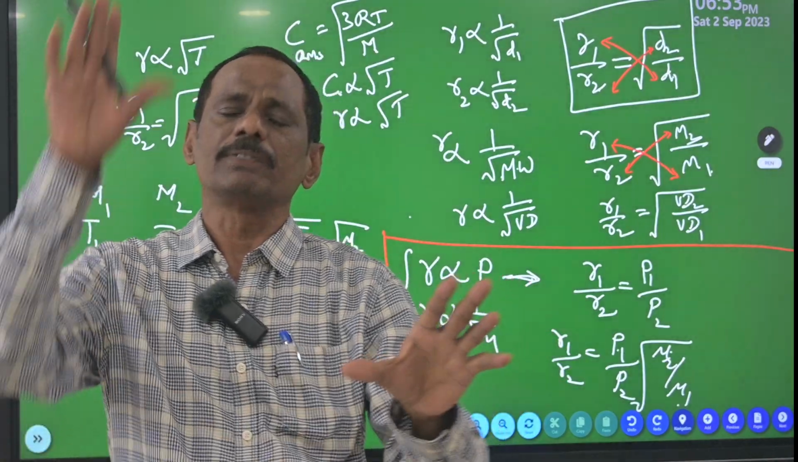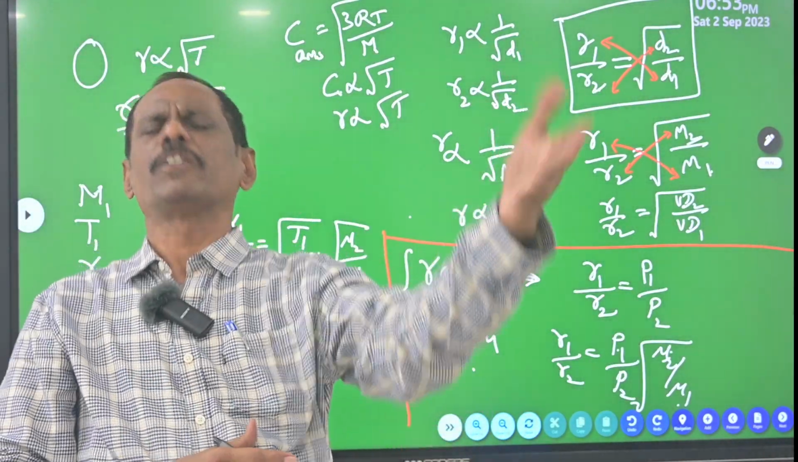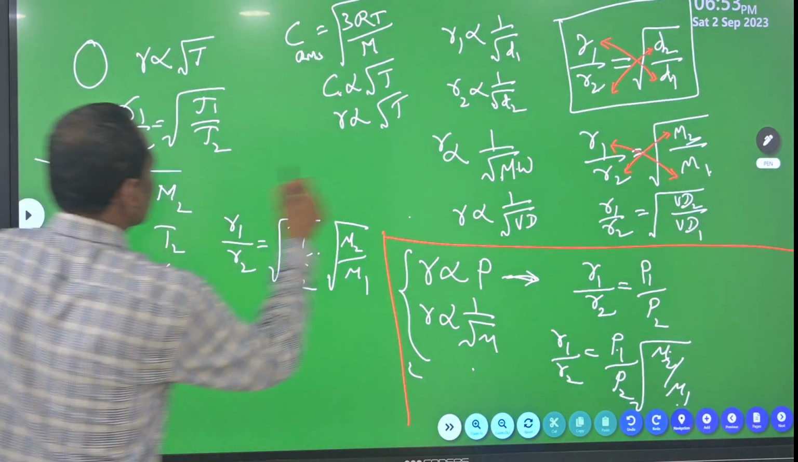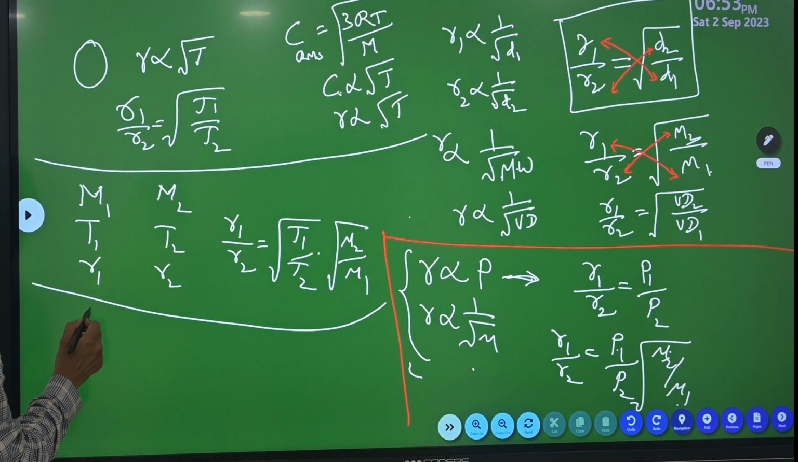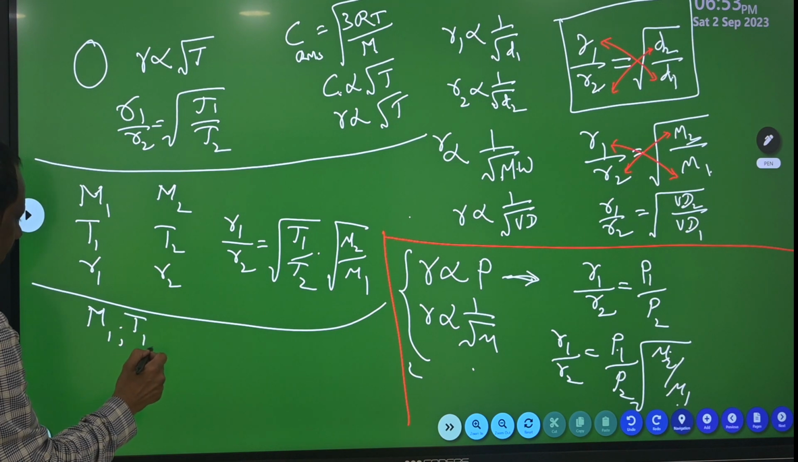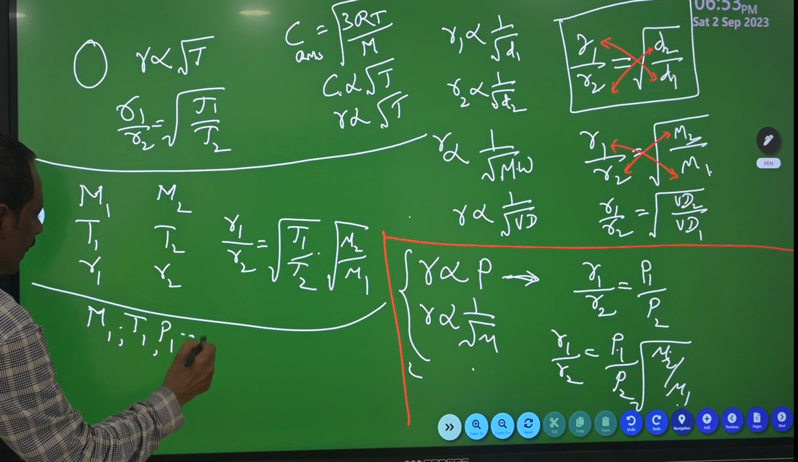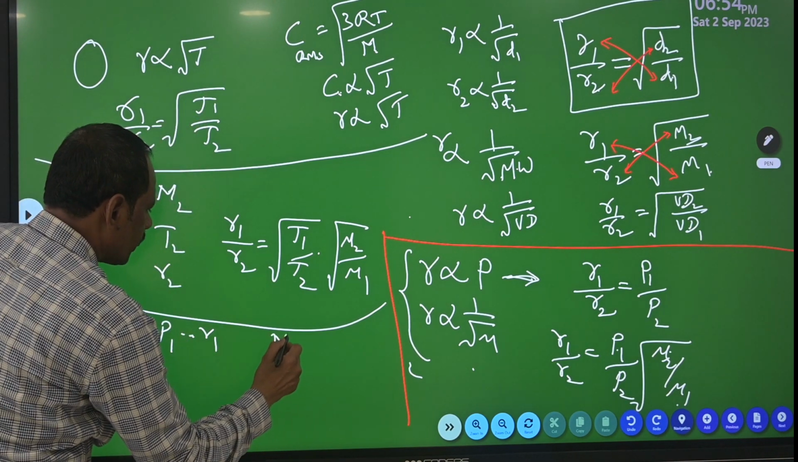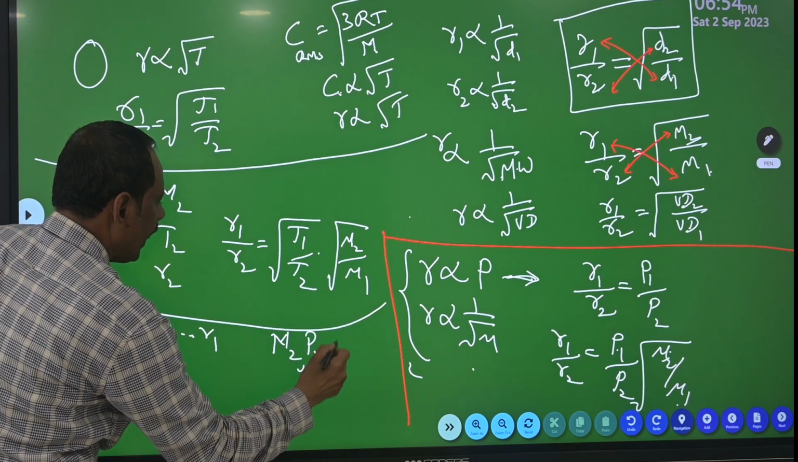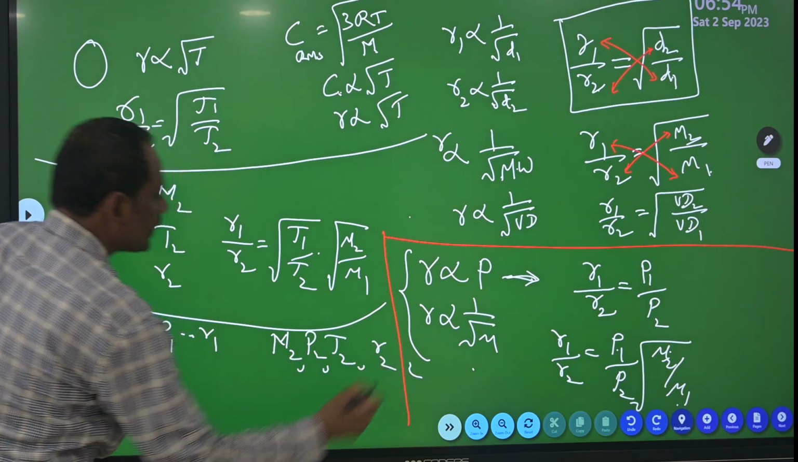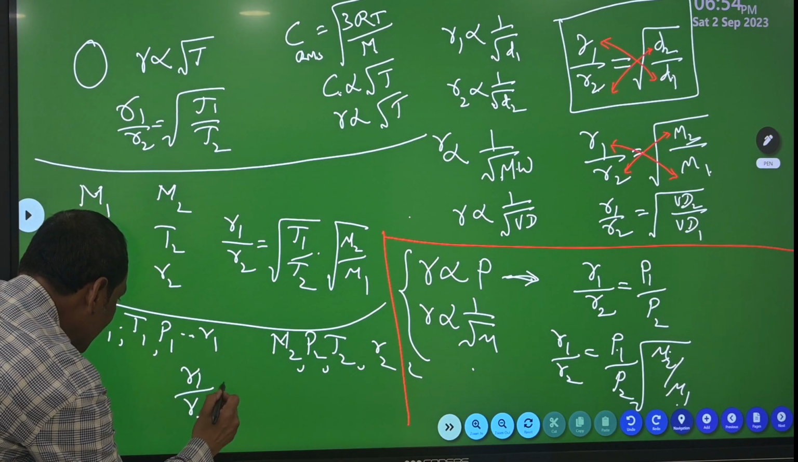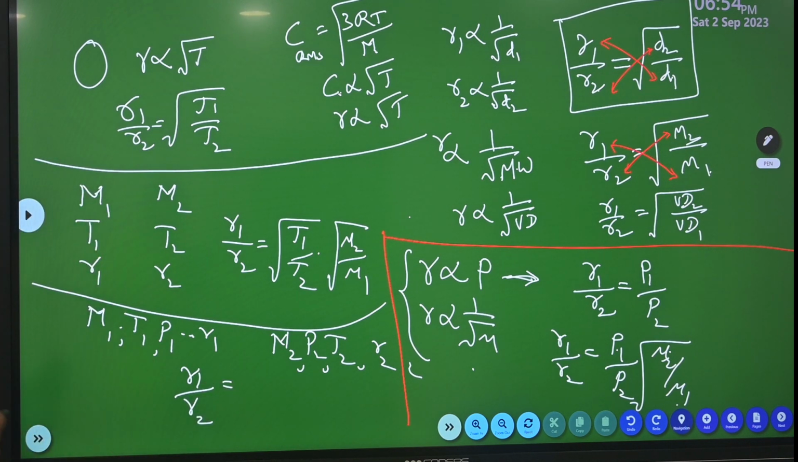The last case, if two different gases are taken at different pressures and different temperatures. The first gas, molecular weight is M1, is taken at temperature T1 and pressure P1. Let us take that its rate of diffusion is R1. The other gas, whose molecular weight is M2, is taken at P2 pressure and T2 temperature. Let's take that its rate of diffusion is R2. Then you can write the relation easily.